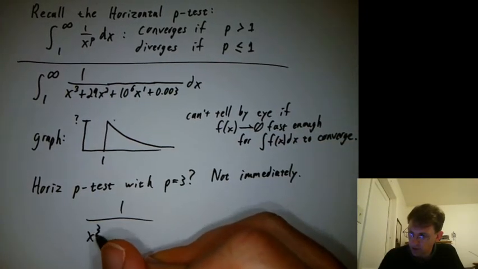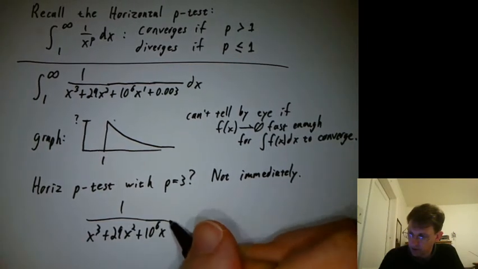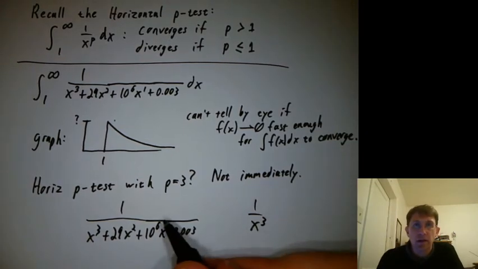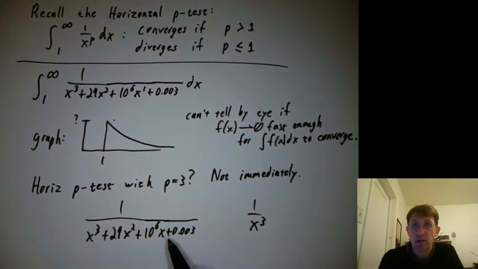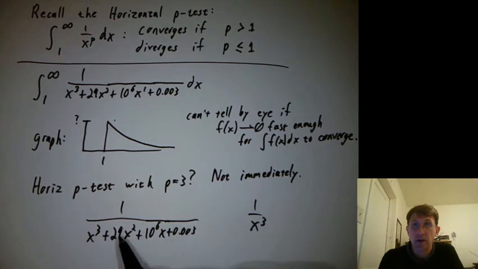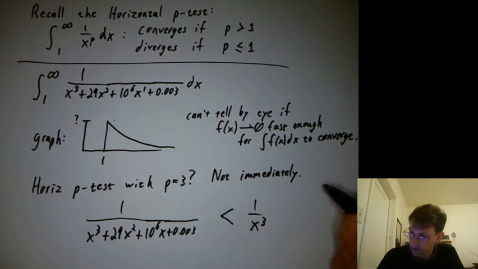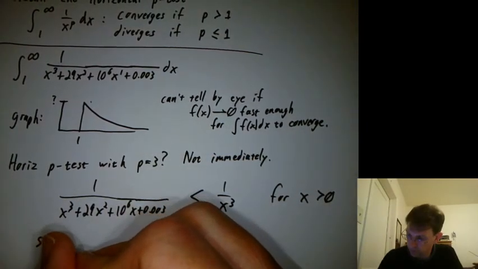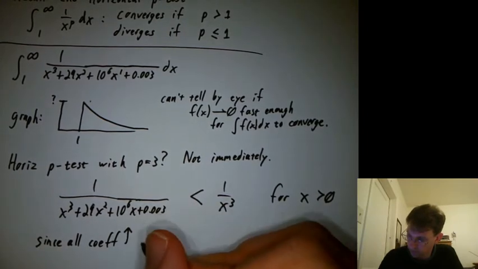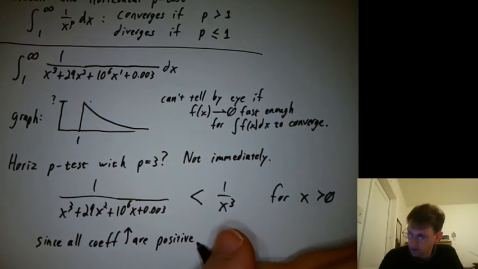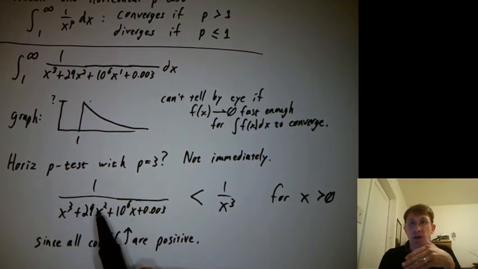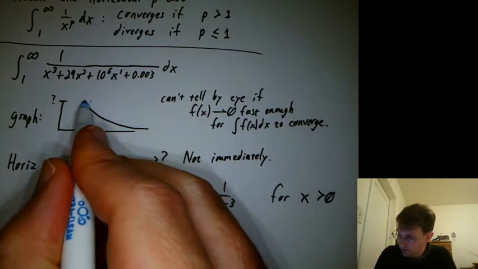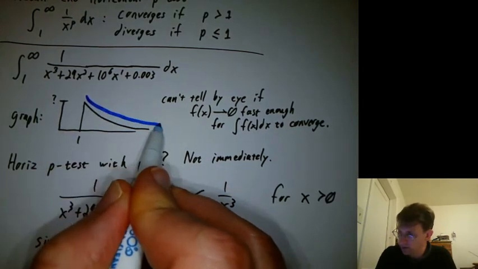But let's think about what we have. 1 over x cubed plus 29x squared plus 10 to the 6th x plus 0.003. How does that compare to 1 over x cubed? Well, you agree for positive x, the number in the denominator here is bigger than the number in the denominator here. So if I'm dividing by a bigger number here, the fraction must be smaller. Notice all these coefficients are positive. So each new term just adds something more to the x cubed, so the denominator here is bigger than the denominator here. So if we were to graph 1 over x cubed, what would it look like? It would always be bigger than my original function.